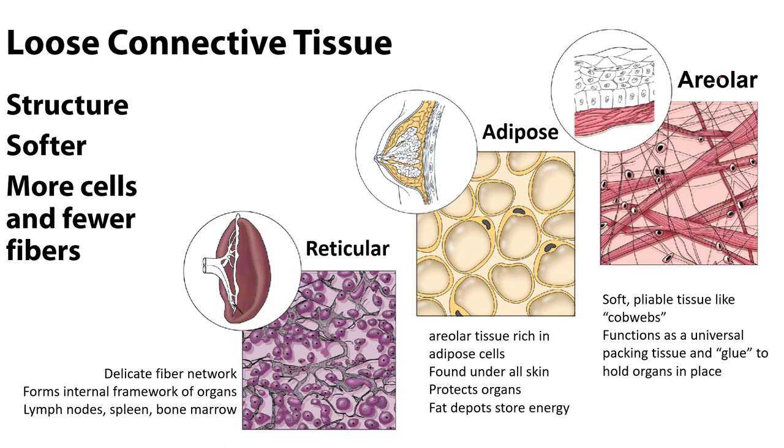Then you have areolar tissue, which is where most of the tissue in your body is. Okay, this is basically the glue that holds everything together. And then you have reticular tissue, which is relatively rare. This is what's inside your organs themselves and forms basically the basis of their structure. Okay, so that's loose connective tissue.